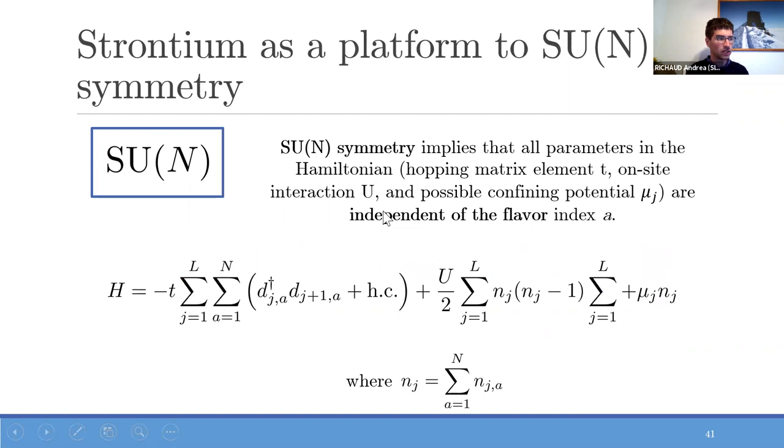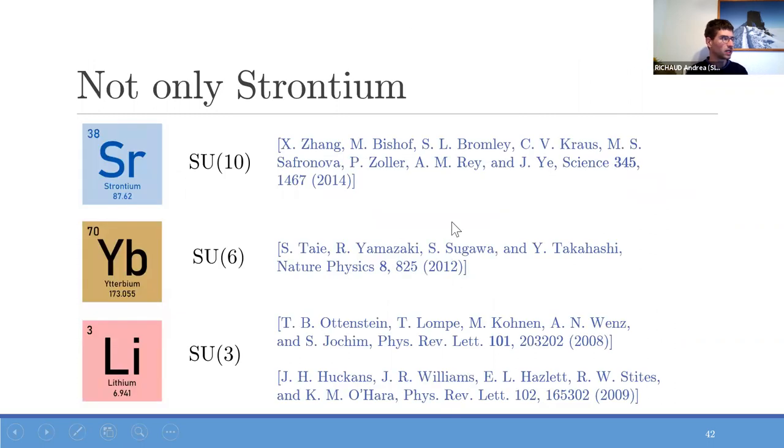So this is the Hamiltonian that is offered by this system. And what does it mean that the Hamiltonian is SU(N) symmetric? It means that all parameters in the Hamiltonian, so the hopping t, the Hubbard repulsion U, and the possible presence of a confining potential mu, are independent of the flavor index. So they do not depend on the color of the fermion.